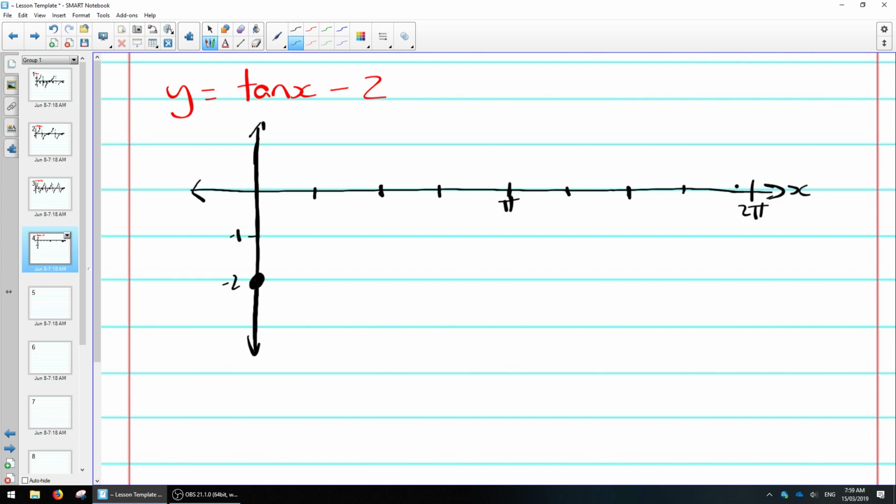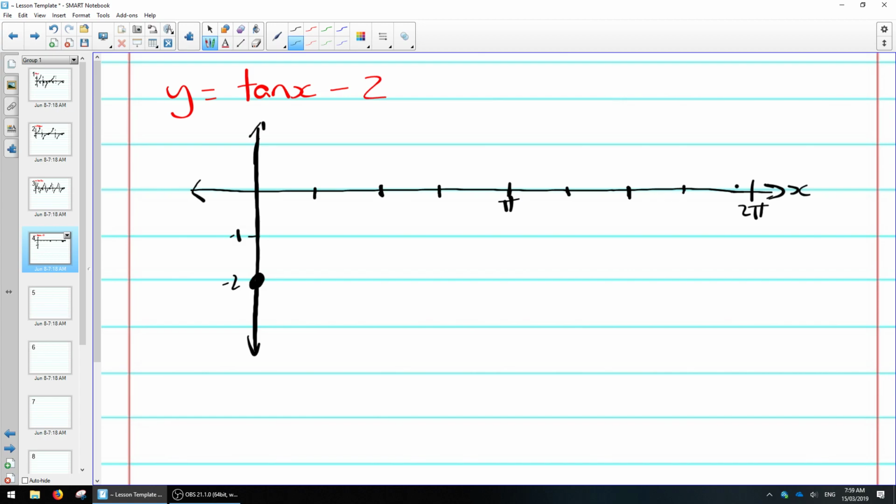What's 1 minus 2? -1. What's -1 minus 2? Or the other way to think of it is, if you know it starts at -2, and now it's just 1 above, 1 below. That's the other way of doing it.